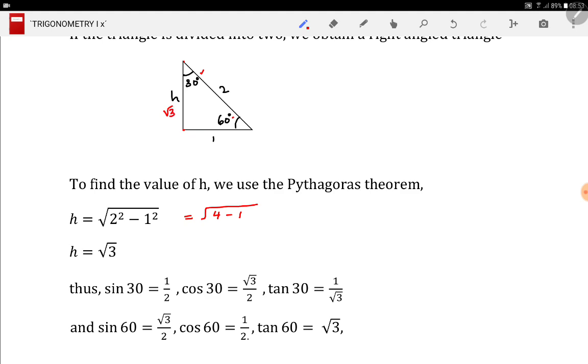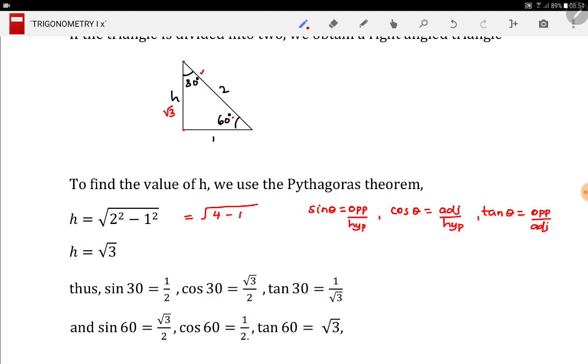Now, with the three sides, we can find the sine, cos, and tan of the two angles. Normally, sine of an angle is given by the opposite side over the hypotenuse. The cosine of an angle is given by the adjacent side over the hypotenuse, and tan of an angle is given by the opposite side over the adjacent side.